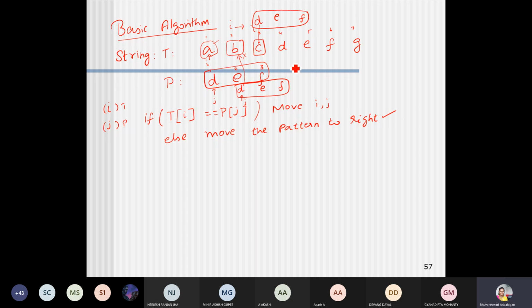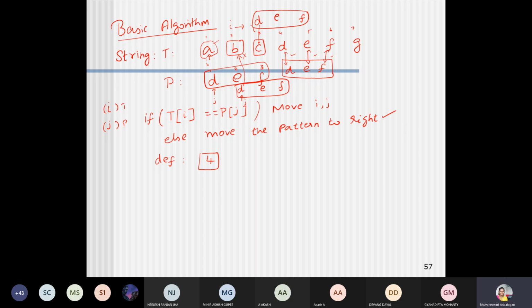So what you have to do is move the pattern to the right. I'll write it over here. I'm going to move the pattern over here, D, E, F. Now you check D and D, which gets matched, so move I and J. Check for the match, move I and J, check for the match. So this particular pattern is found at position 4. In position 4, the pattern D, E, F is found. So this is how the brute force basic algorithm works.